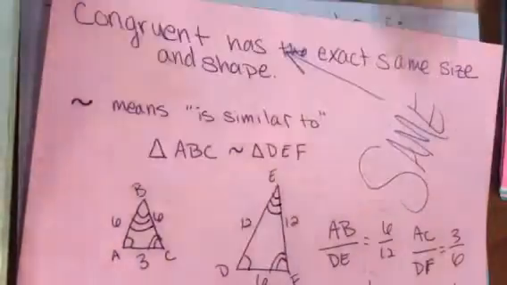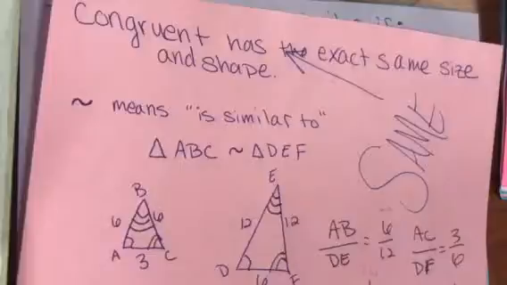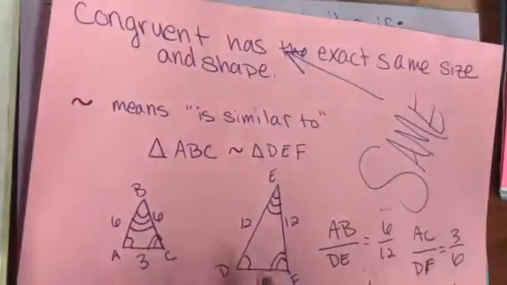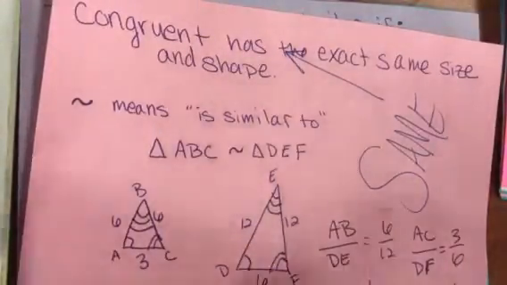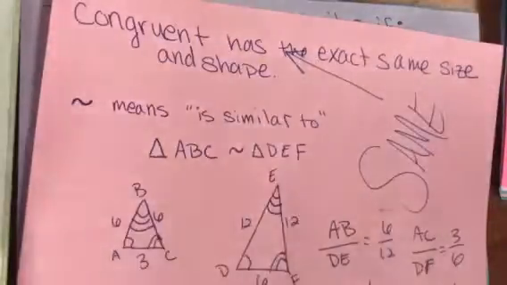If we hadn't given you any measurements, it could have been a possibility for similar figures just because the angles are all congruent. So if you ever see these little lines in it like that, that just means that's the congruent angle on the other similar figure.